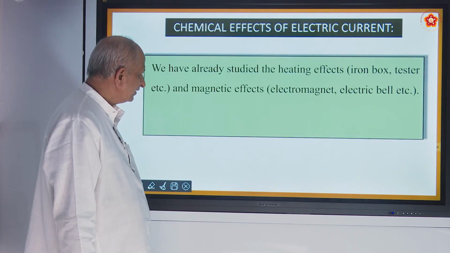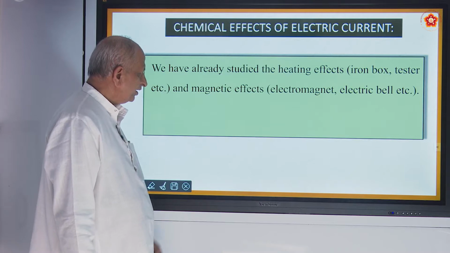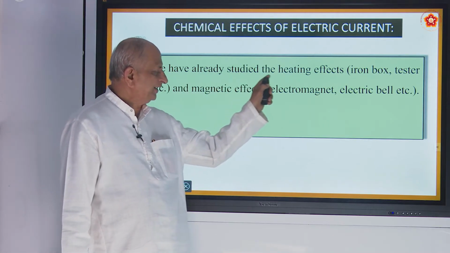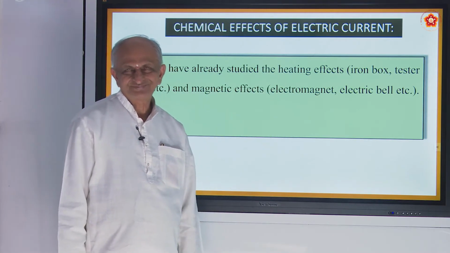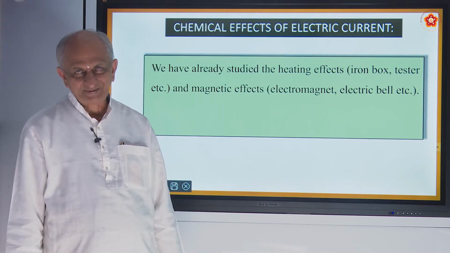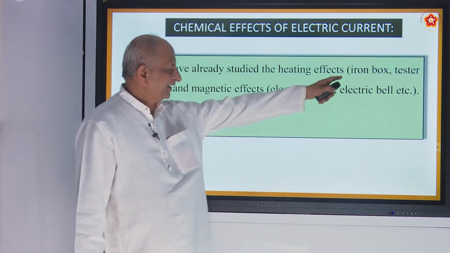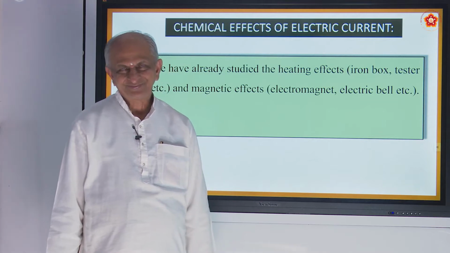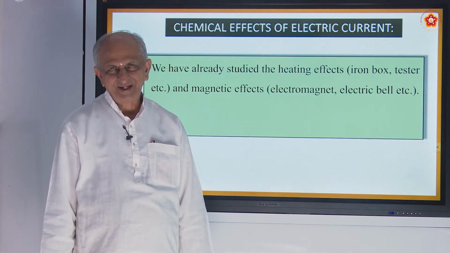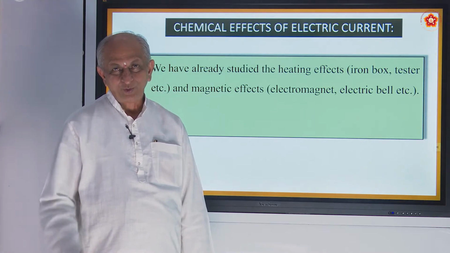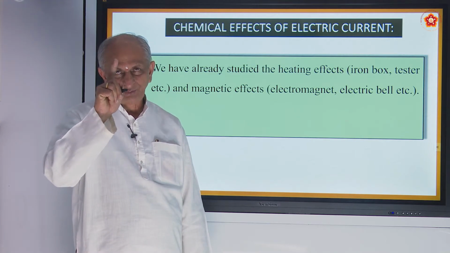In that we have one activity. We already studied the heating effect. Can you give examples? Iron box. Do you know what the amount of heat comes in that? 1 kilowatt, 1000 watts. So you must be very careful.